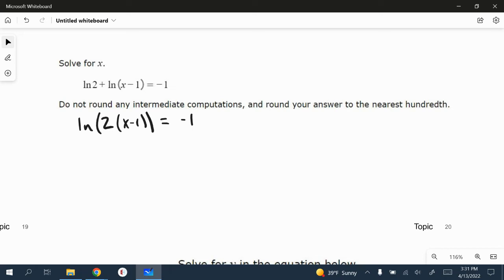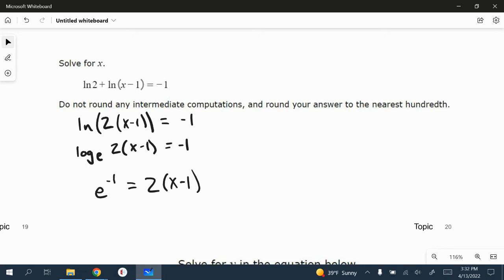And then I can distribute here. But at the same time, I'm going to change it to log base e first. And then if I want to multiply that 2 through, actually, I don't think that's really even necessary at this point. Let's just keep it the way that it is. Log base e of 2 times x minus 1 equals negative 1. And at this point, I think I can just change it to exponential form. So that's going to be e to the negative 1 power equals 2 times x minus 1.